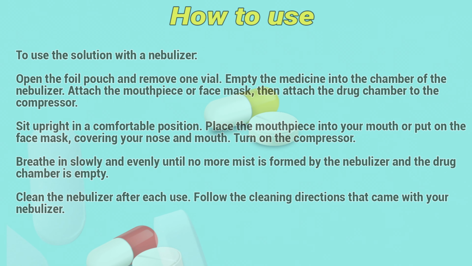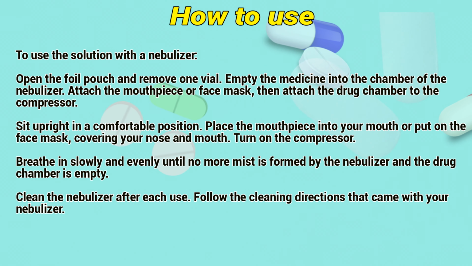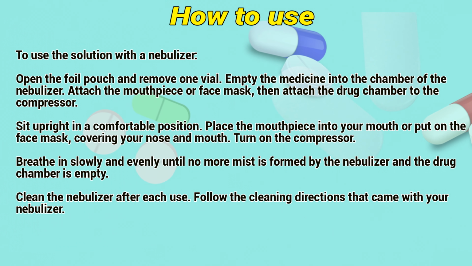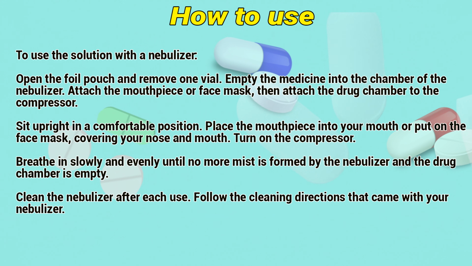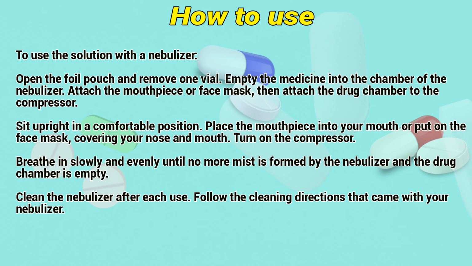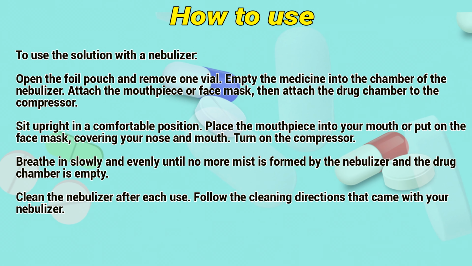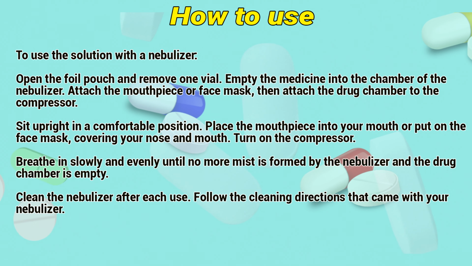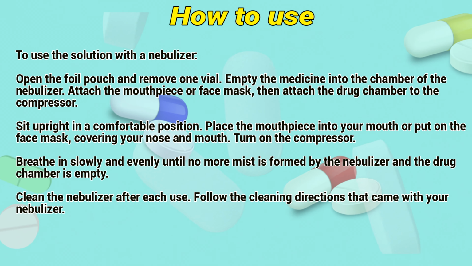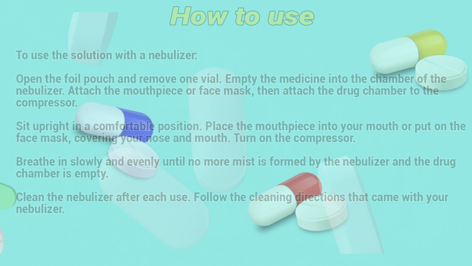To use the solution with a nebulizer: Open the foil pouch and remove one vial. Empty the medicine into the chamber of the nebulizer. Attach the mouthpiece or face mask, then attach the drug chamber to the compressor. Sit upright in a comfortable position. Place the mouthpiece into your mouth or put on the face mask, covering your nose and mouth. Turn on the compressor. Breathe in slowly and evenly until no more mist is formed by the nebulizer and the drug chamber is empty. Clean the nebulizer after each use. Follow the cleaning directions that came with the nebulizer.